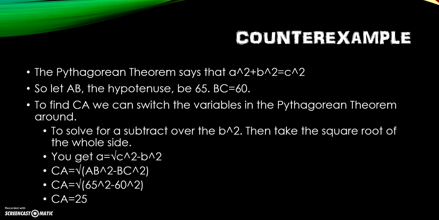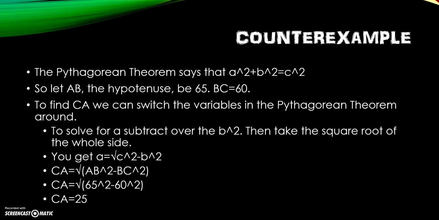So let's let AB, the hypotenuse, be 65 and BC be 60. You can pick any numbers for this, but we just chose these ones. To find CA, we can switch the variables in the Pythagorean theorem around just using basic algebra. To solve for a, subtract over the b squared. Then take the square root of the whole side. So after this basic algebra, you get a equals the square root of c squared minus b squared. Then we're going to put into this equation the appropriate side length.